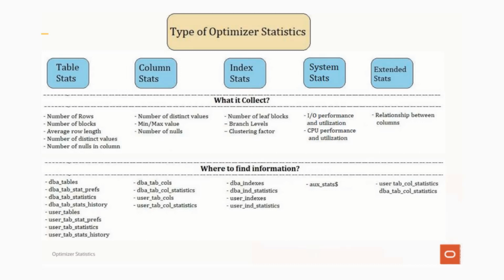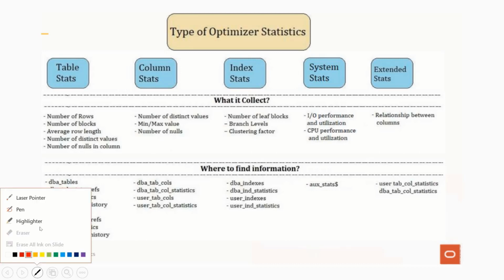Under column statistics, if you want to gather stats for individual columns which have more cardinal values, you have to collect information like number of distinct values, maximum and minimum values, number of nulls, and all that. You can even gather the statistics of an index also. That means how many leaf blocks there are, how many branch levels there are, and what the clustering factor is. Under indexing, we have two types of index.